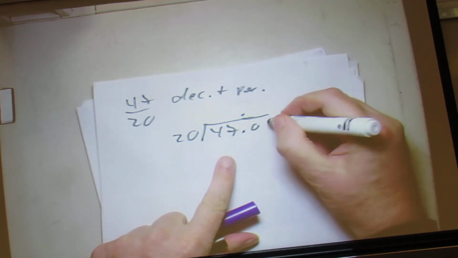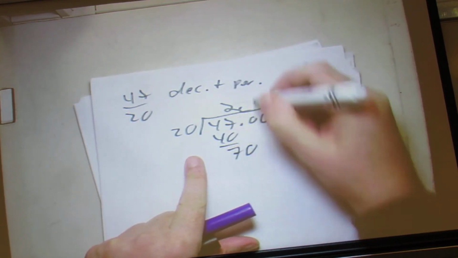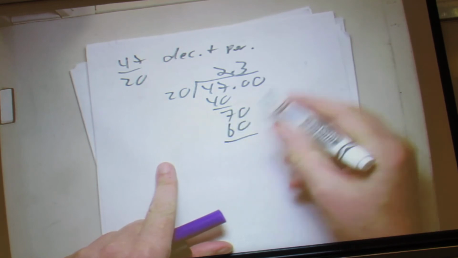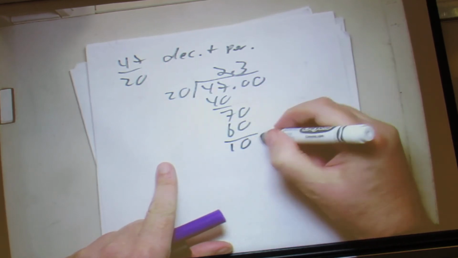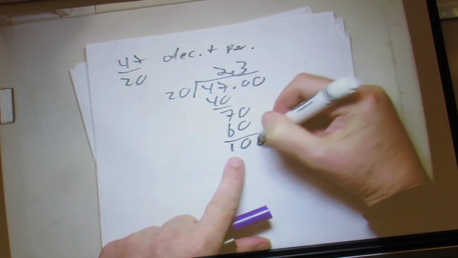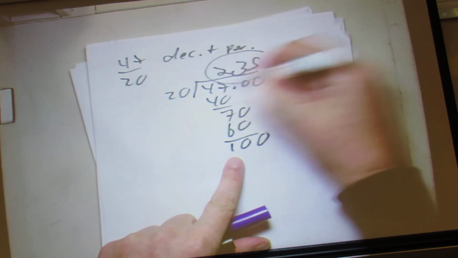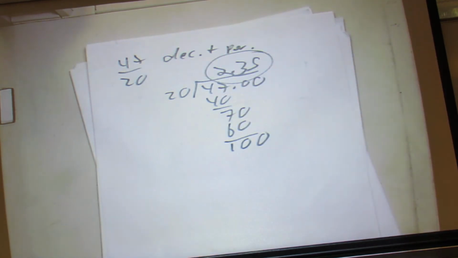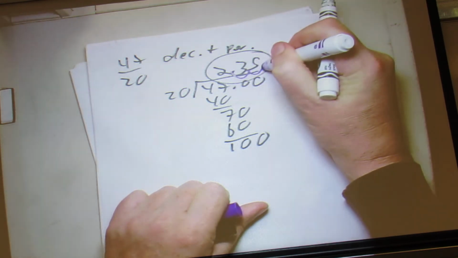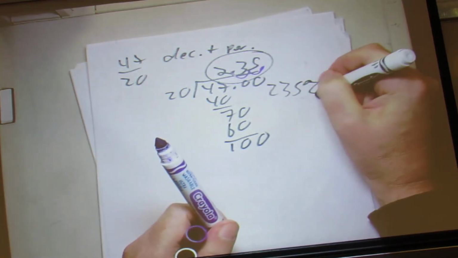20 goes into 47 2 times. We have a 7 remainder. Goes in 3. And 3 times 20 is 60. 10 remainder. 20 goes into 100 5 times. So as a decimal, it's 2.35. Change it into a percent. Move the decimal over 2 spots. So it's 235%.